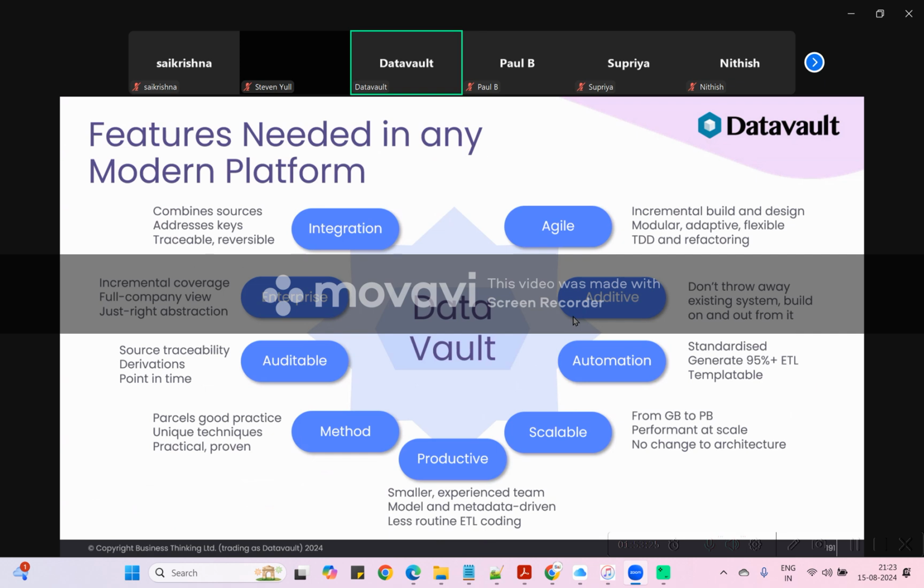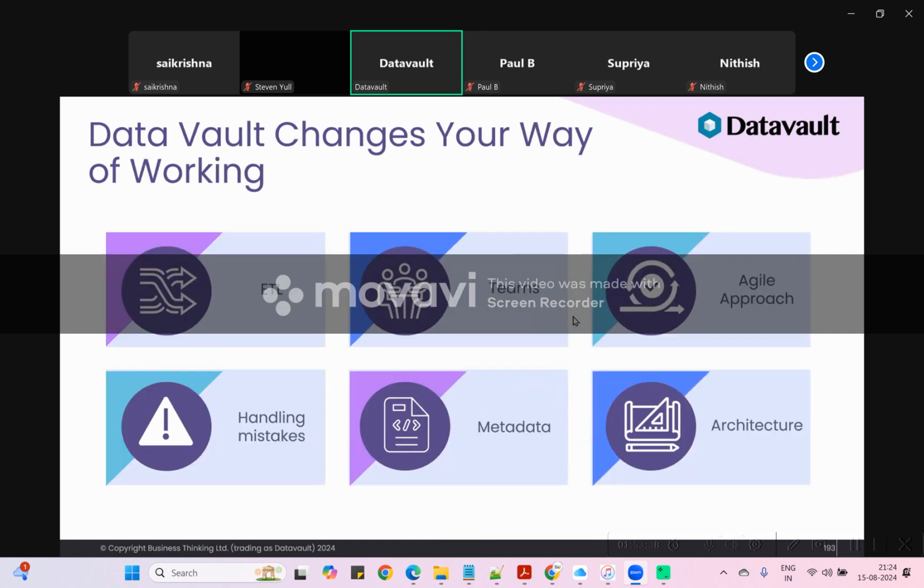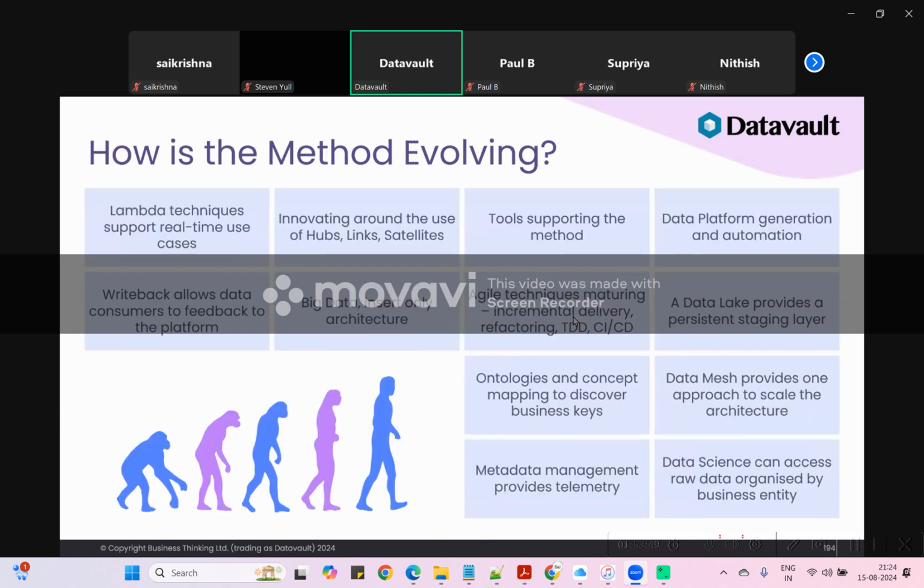Proper Data Vault would need to be agile, additive, automated, scalable, productive, and so on. Data Vault offers all these things, which is why people who need a new platform tend to look at Data Vault as an option. It changes your way of working. If you remember rightly, we're generating ETL, we've got smaller teams, we're working in agile ways, we're refactoring, and so on. The method's evolving all the time.